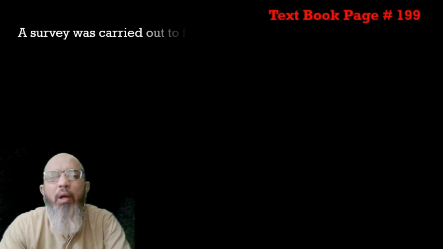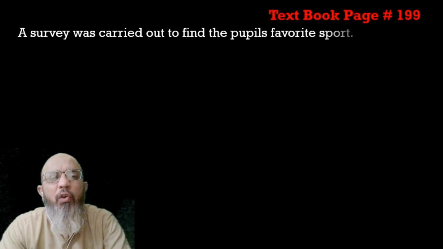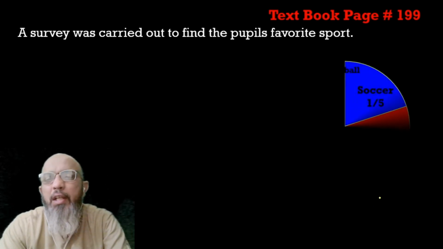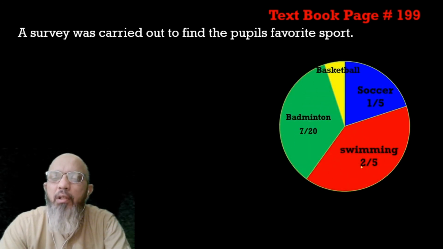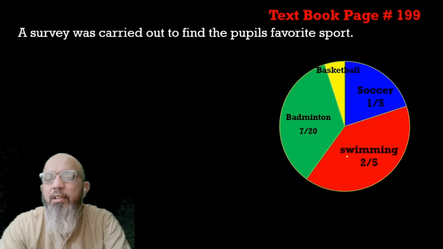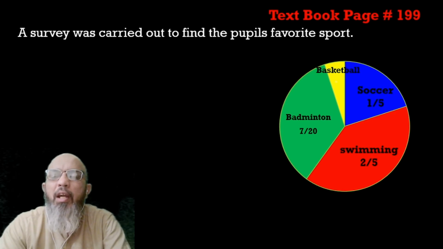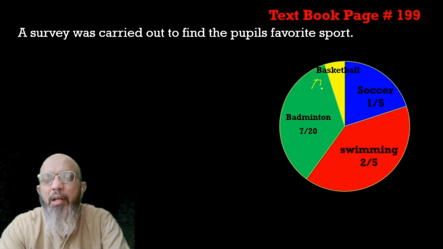Okay, now come to the next, that is your page number 199. A survey was carried out to find the pupils' favorite sport. Okay, let's see what happened. 2 over 5 students like swimming, 7 over 20 like badminton, and 1 over 5 like soccer, and that yellow portion shows basketball. The students' favorite sport is basketball, that is the least one.